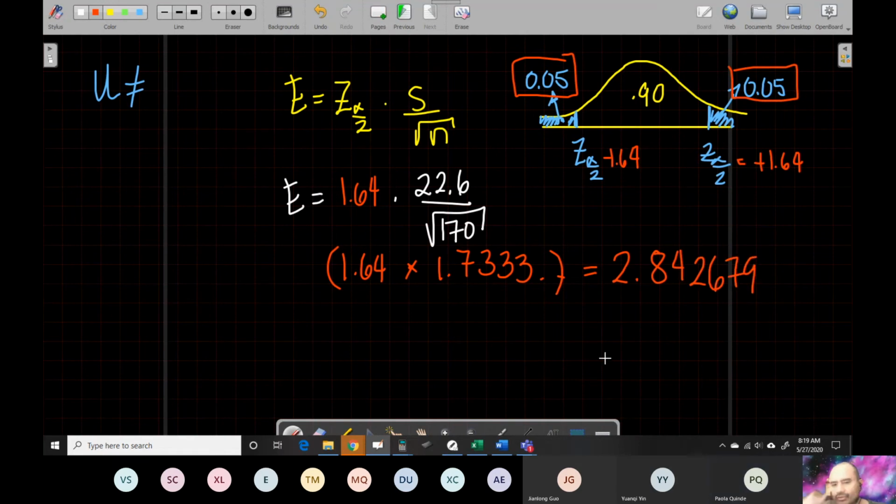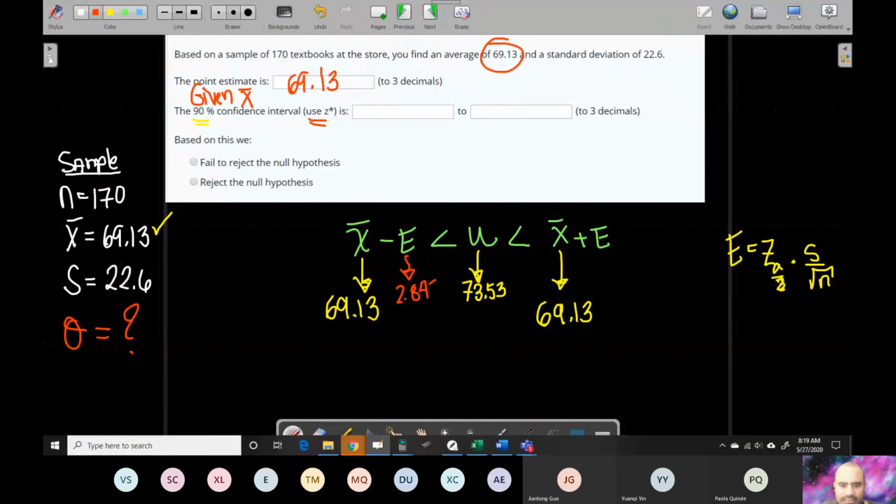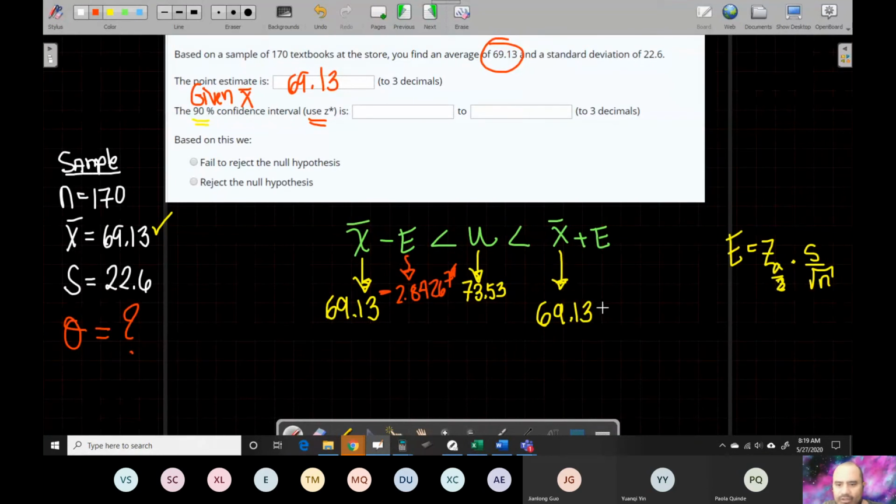2.842679. Wow, that's a long number. It is longer than that. So now we found the error, and we can go back to this place here. The error was 2.842679. And we're going to subtract it here, and we're going to add it here. And then we're going to have an interval, which is going to go from here to there, right?